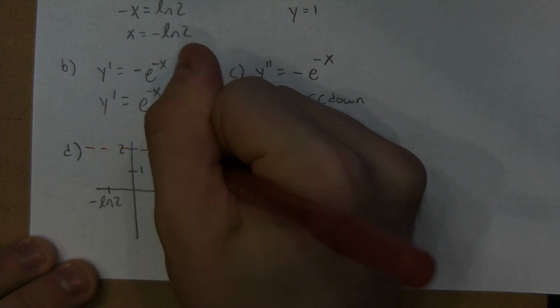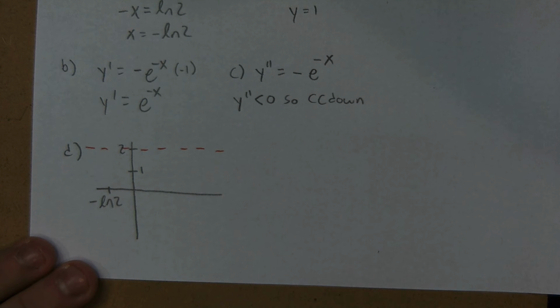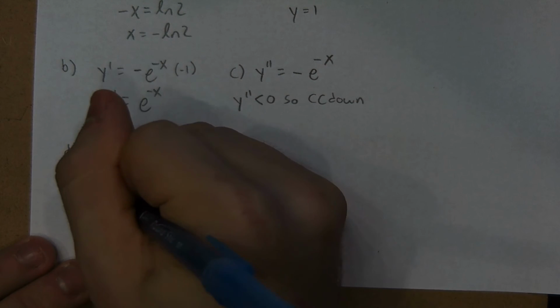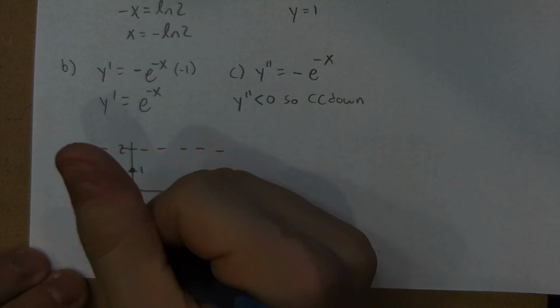Now, of course, your graphing calculator won't show you the red dotted line. It's not part of the actual curve. The actual curve looks something like this.